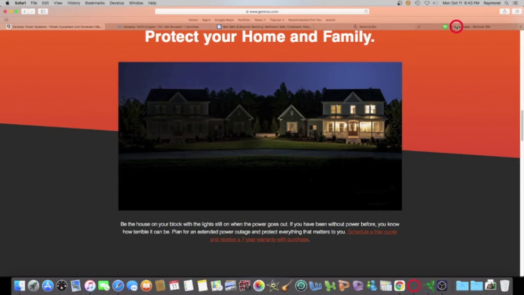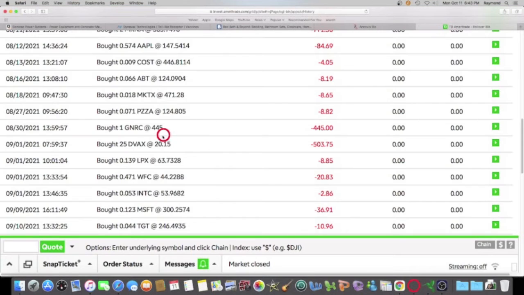Let's go back to the account. I bought 25 shares of stock ticker DVAX, and this is Dynavax. This is a pharmaceutical company, and this is one of the companies that you probably haven't heard of, but they're actually developing a COVID vaccination.